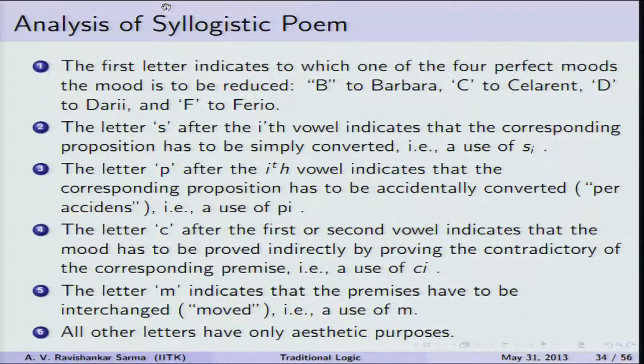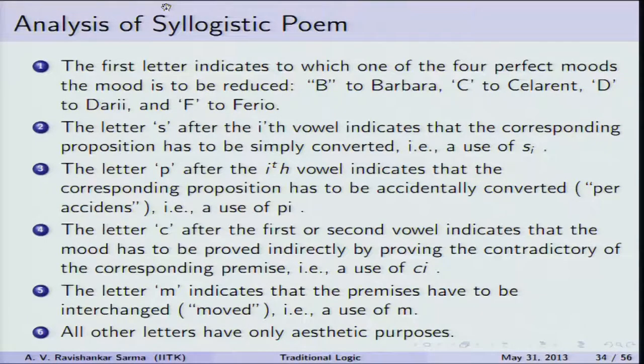Now what will happen if you come across M? In the case of Camenes, there you will come across M after A. This syllogistic poem is a coded language, and it tells us the letter M indicates that the premises have to be interchanged.